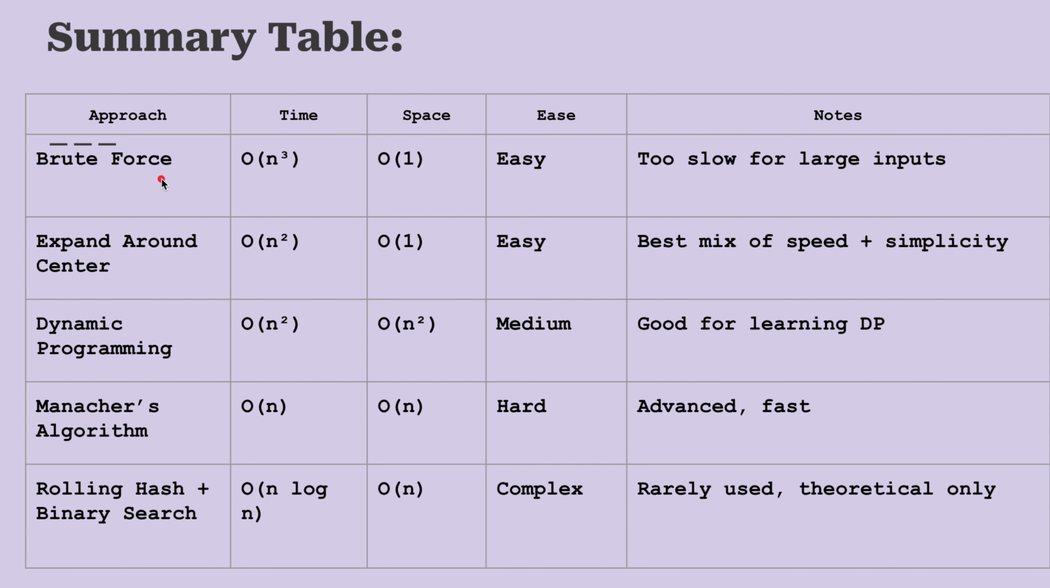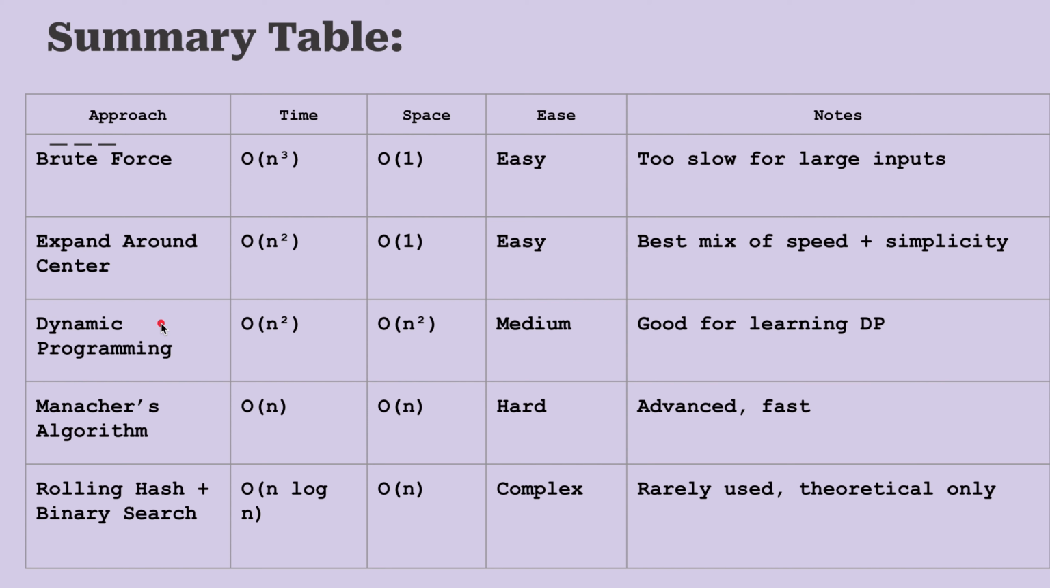There are two techniques you can go through. One is expand around the center, where you use the two pointer technique with expanding logic. We'll understand in this video how to do it, where you get a time complexity of O(n^2) and space of O(1). It is easy and the best mix of speed and simplicity. Or you can go for O(n^2) dynamic programming.